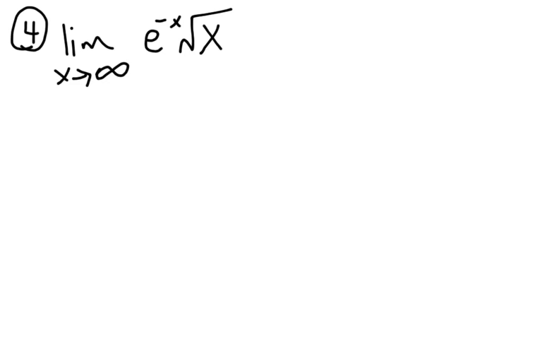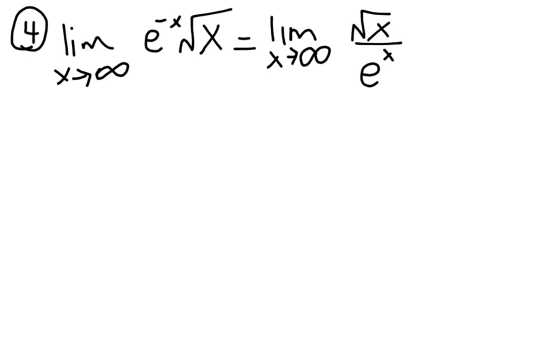This, however, doesn't look like a rational type expression, so we have to first rearrange it so that it does, and that's pretty easy to do with that negative exponent. So the top will stay square root of x, but since the e to the negative x is on the top, I can move it to the bottom and make it be e to the positive x. Now, what happens if I plug infinity into both of these? Both the numerator and the denominator are approaching infinity. So that's an indeterminate form, and I'm going to use L'Hopital's rule to evaluate the limit.